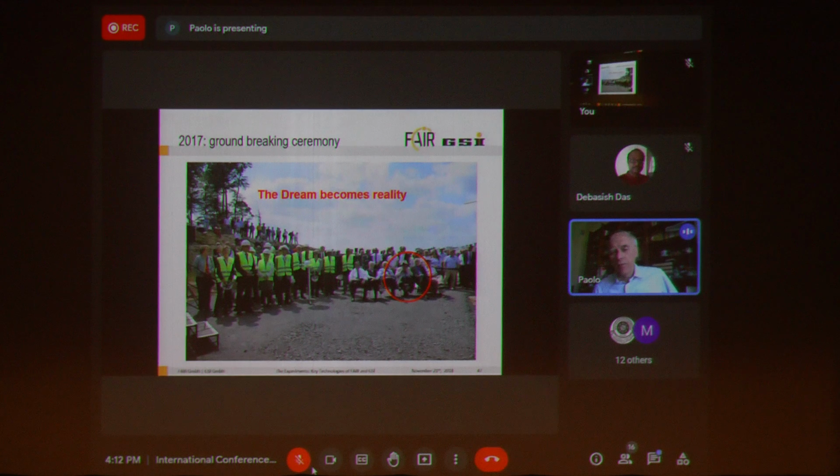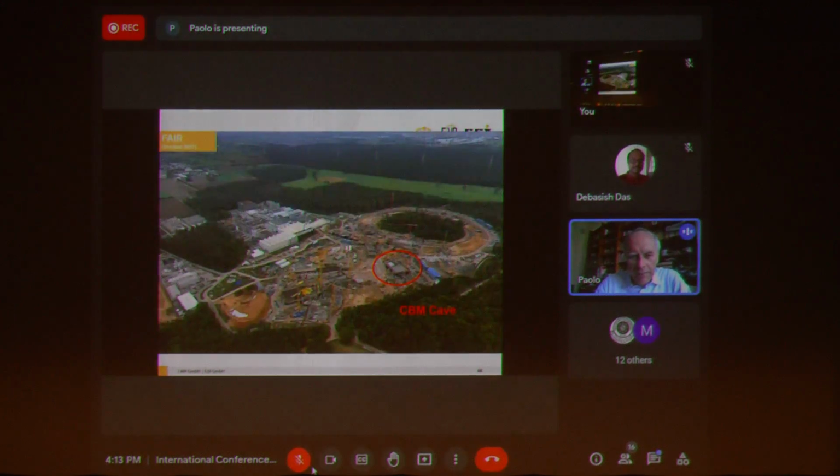So let's just come quickly to the dream which becomes reality. This was the groundbreaking ceremony, and you see our Vikesh sitting there together with the old friend Hans Gutbrod, who has always been a protagonist in many of the adventures of Vikesh throughout history. And FAIR is now becoming reality.